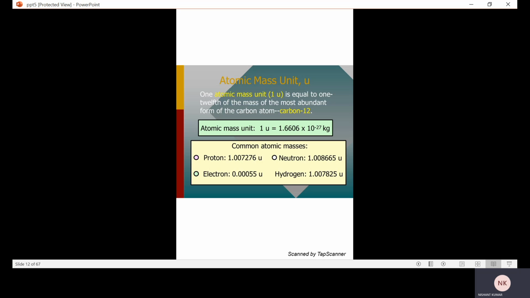Common atomic masses: the mass of a proton is 1.007276 AMU, the mass of a neutron is 1.008665 AMU, the mass of an electron is 0.00055 AMU, and the mass of hydrogen is 1.007825 AMU.